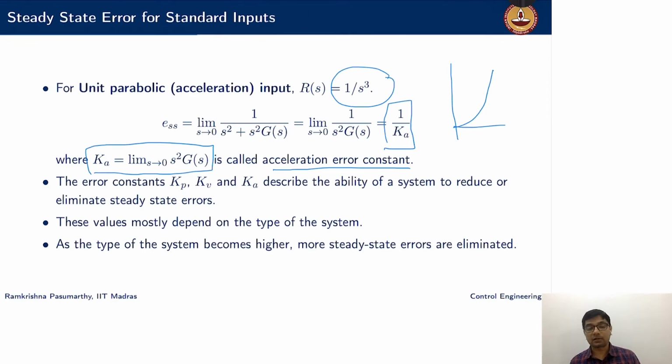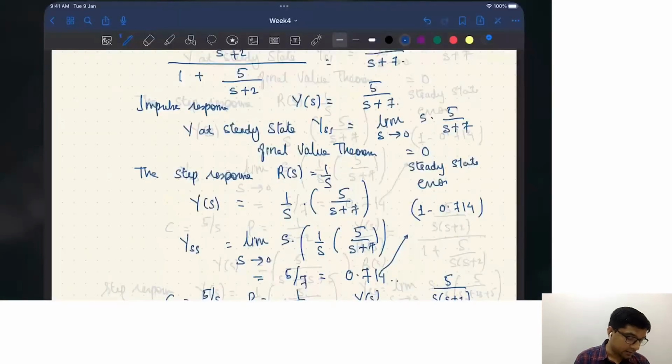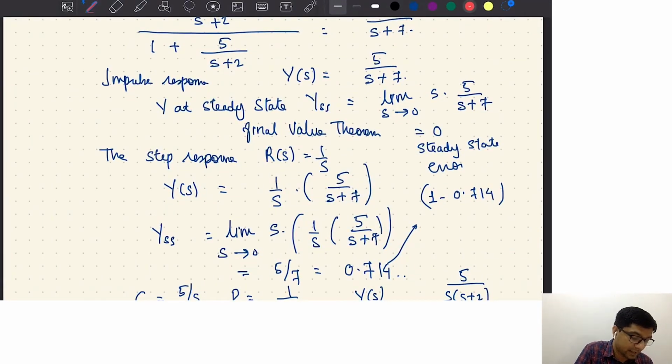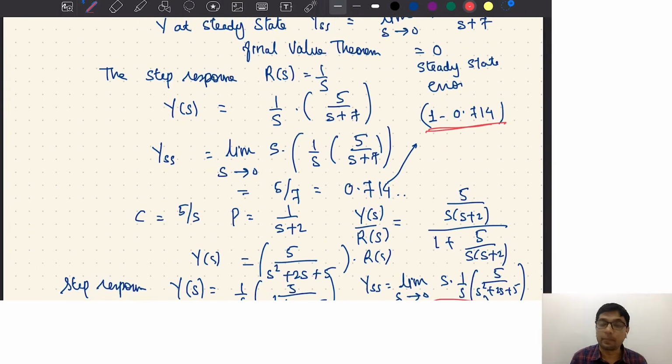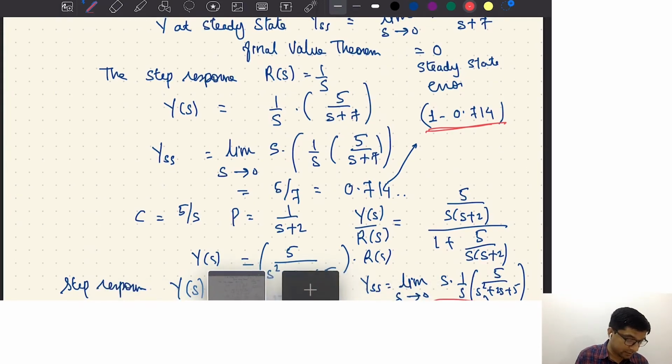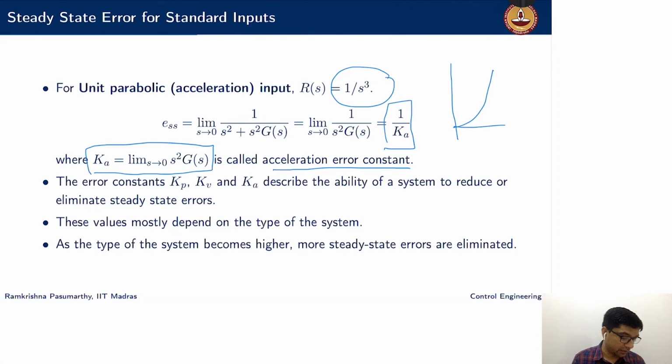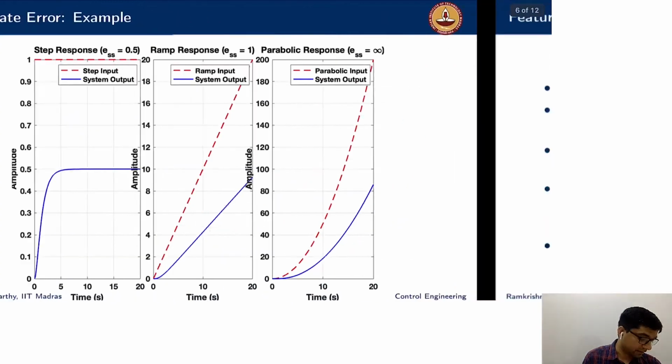So these error constants largely describe the ability of a system to reduce or eliminate steady state errors. And these values depend on the type of system. So what we saw here is that in one system I had a steady state error, and in the other system the steady state error was zero. We'll see a little more of why such things actually happened. We'll try to define a type and see that as the type becomes higher, more steady state errors are eliminated. Of course, with a caveat.